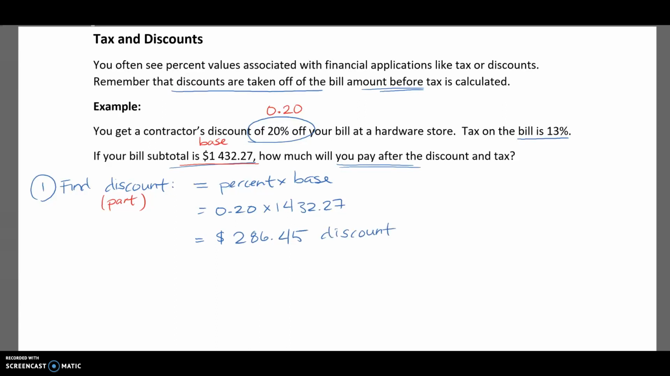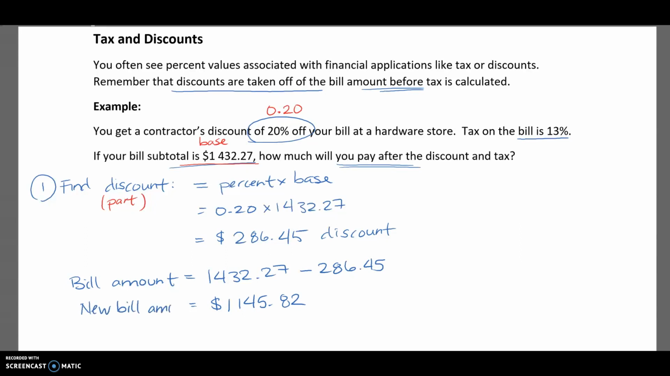So to figure out our bill amount, we need to take the original amount of the bill and subtract the discount. This means that the amount of the bill after the discount is $1,145.82. That's our new bill amount that will be taxed on.